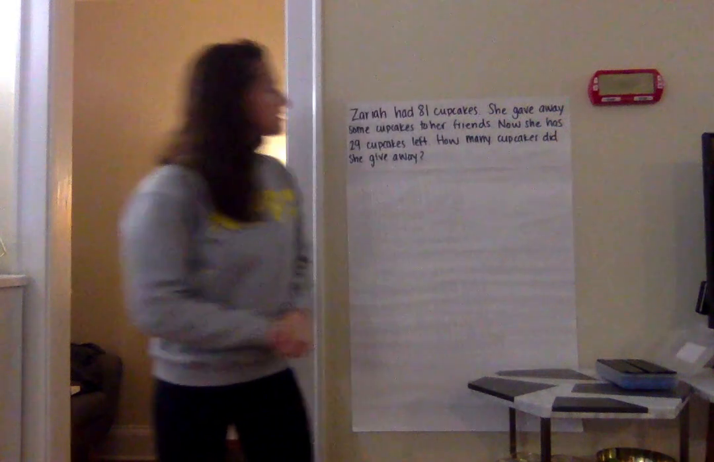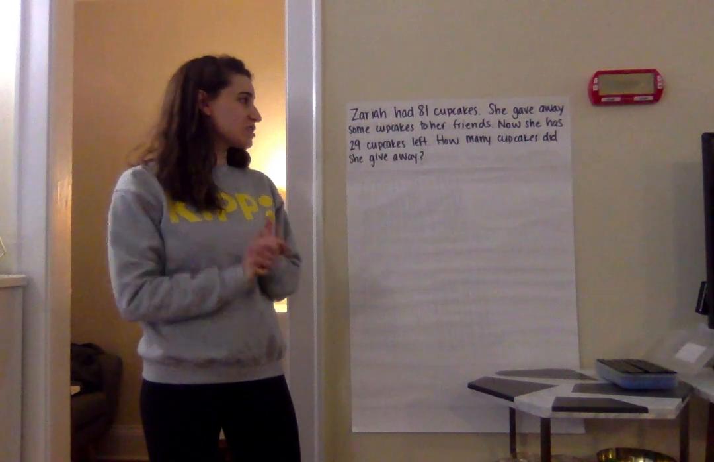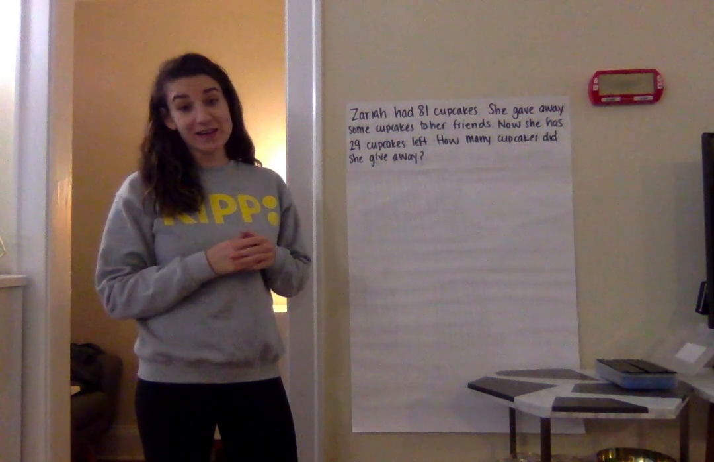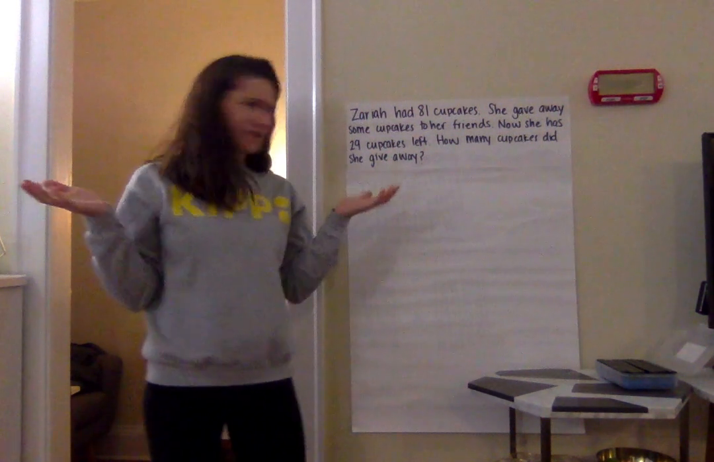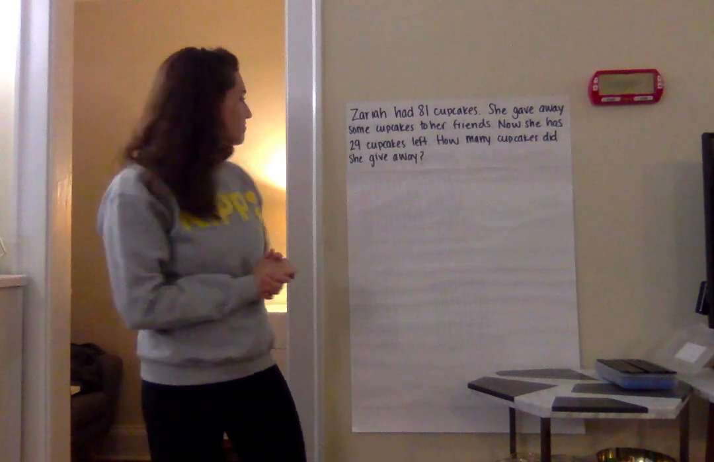Alrighty. Zariah had 81 cupcakes. She gave away some cupcakes to her friends. Now she has 29 cupcakes left. How many cupcakes did she give away? I'll read it one more time and then it's your turn. You better be remembering it.